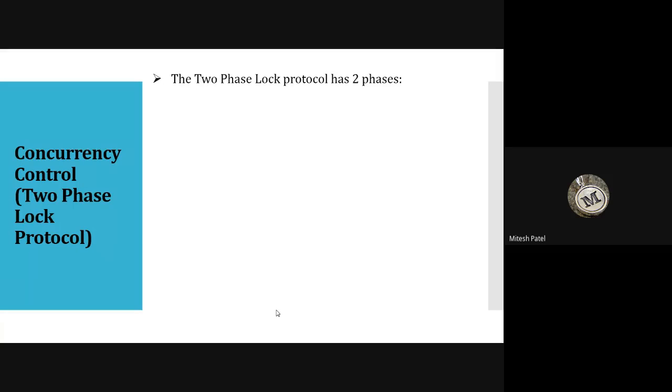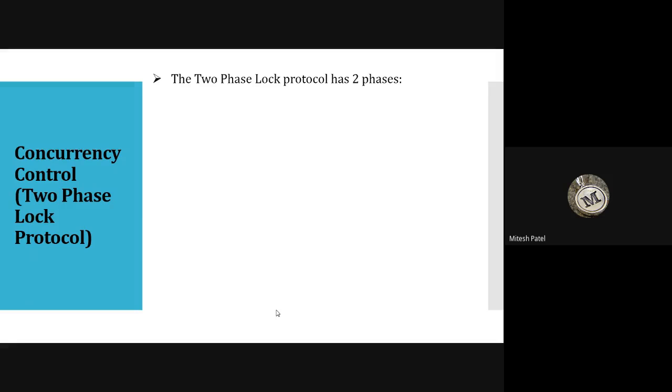Next is the two-phase locking protocol. Make sure, all of you, there are two different theories in this unit. One is the two-phase locking protocol and one is the two-phase commit protocol. In a two-phase commit protocol, there are the prepare phase and the commit phase. Already we have seen that theory. Today we are going to discuss the two-phase locking protocol.